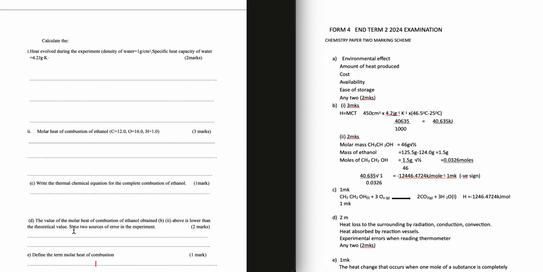The value of the molar heat of combustion of ethanol obtained in B2 above is lower than the theoretical value. State 2 sources of error in the experiment. Heat loss to the surrounding by radiation, conduction, convection, heat absorbed by reaction vessels, experimental errors when reading the thermometer.